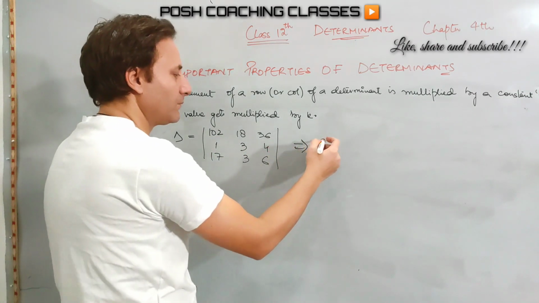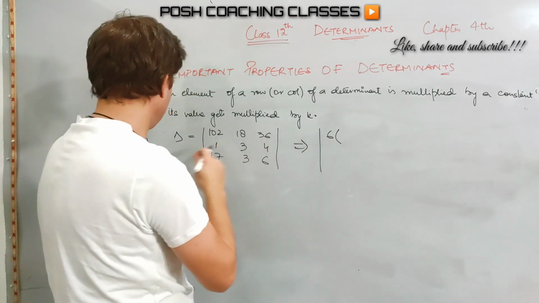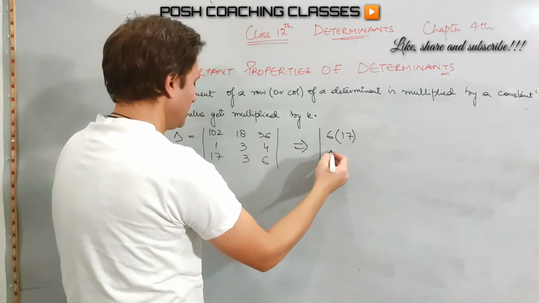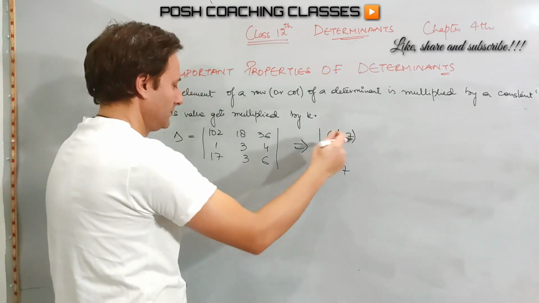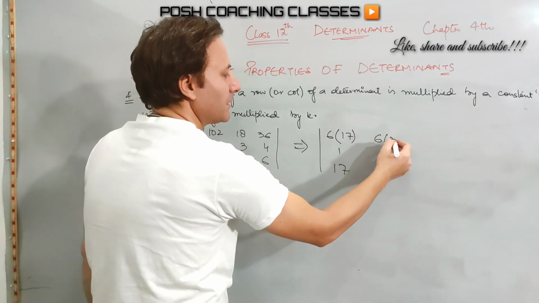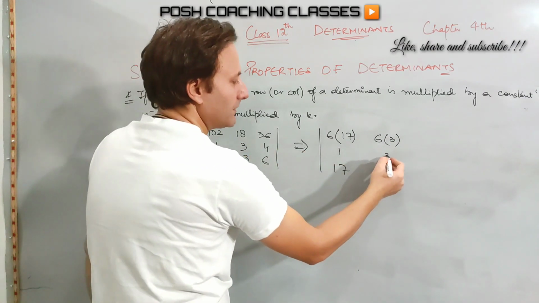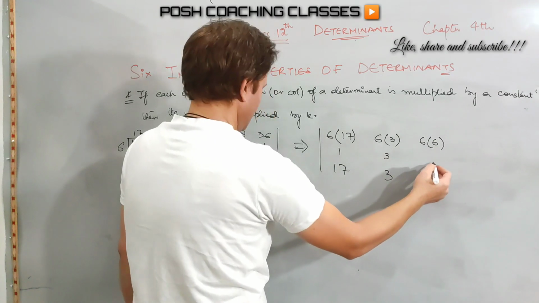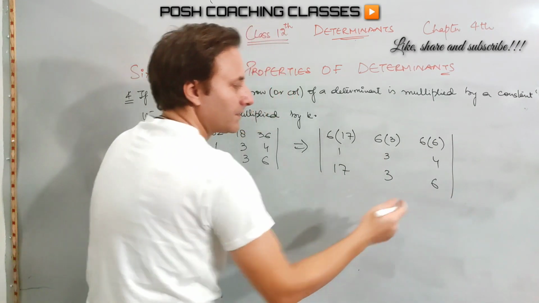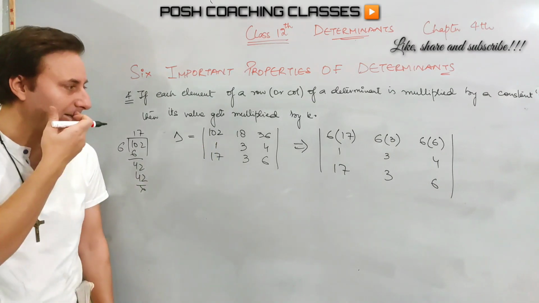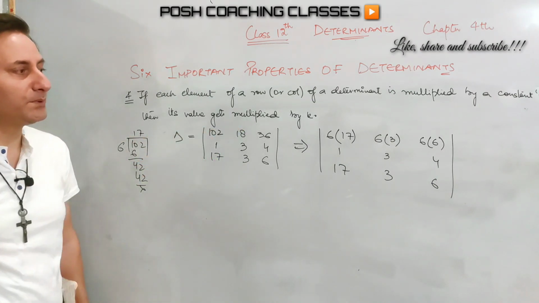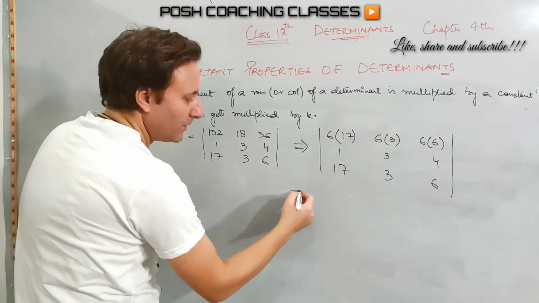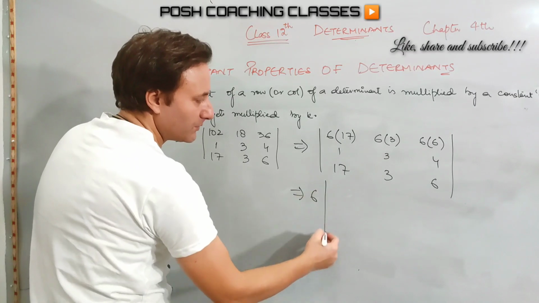So I can write it as 6 multiplied by 17, I mean, then it is 1 and 17, then I have 6 multiplied by 3, then I have 3 and 3, and then 6 multiplied by 6, then I have 4 and 6. I can write it just like that, because I can see a common 6 in all these three terms. Now I can do one thing, I can take the 6 out, and what do I have?